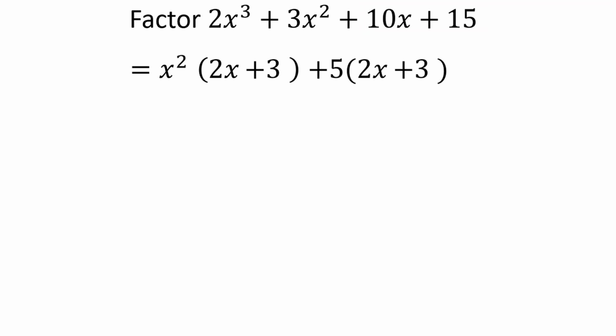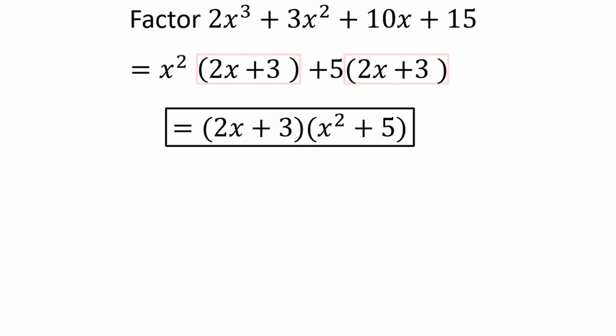Now this is the result that we had in the last problem. We have the same binomial on both terms, so it can be factored out. Our final result is (2x plus 3) times (x squared plus 5).